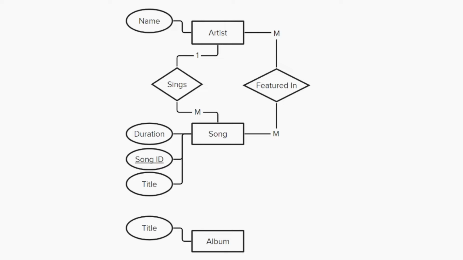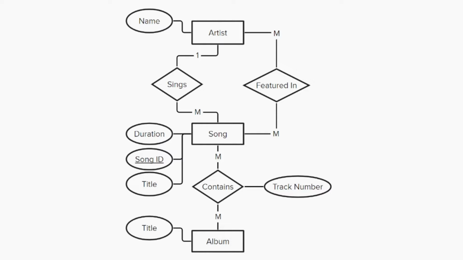Specifically, an artist sings a song, but could also be featured in a song. An album contains a song. Notice that the track number is no longer an attribute of the song, but of the contains relationship. Now, the song Harder, Better, Faster, Stronger can have a single song ID, but be involved in two distinct contains relationships with two different albums, each of which will have a distinct track number. However, the two versions of 21st Century Digital Boy will both be present with distinct song IDs, since they are different recordings.